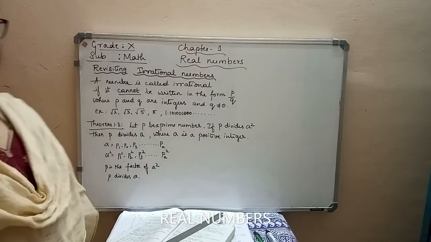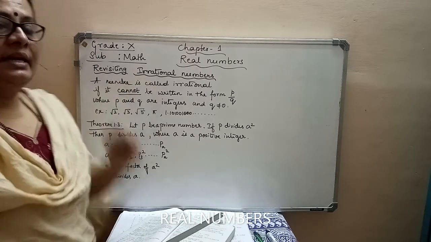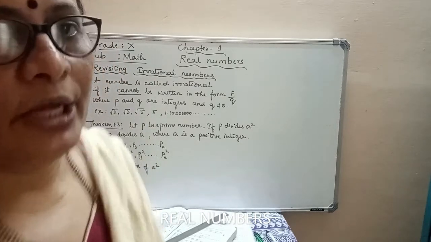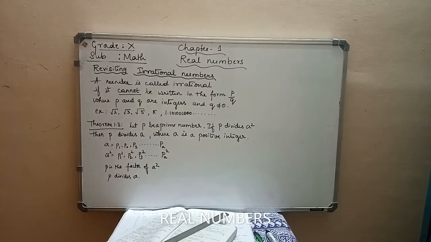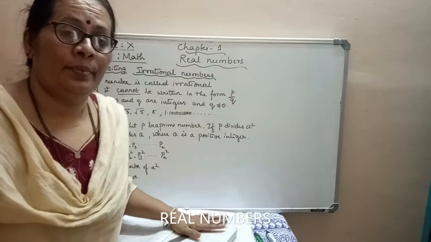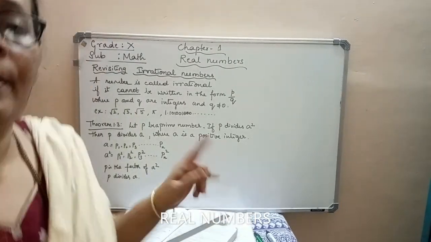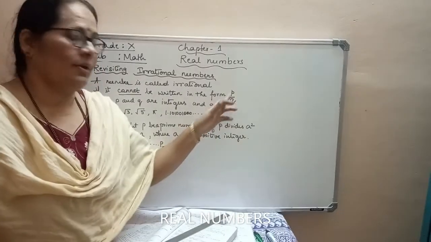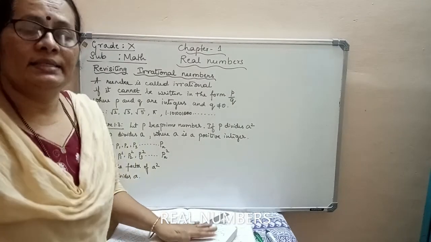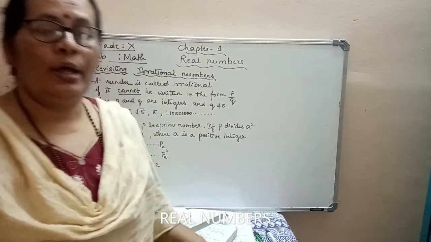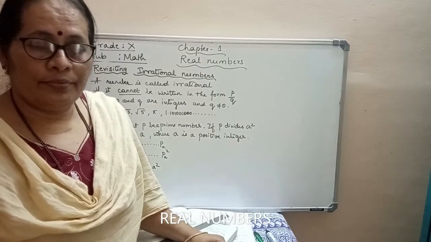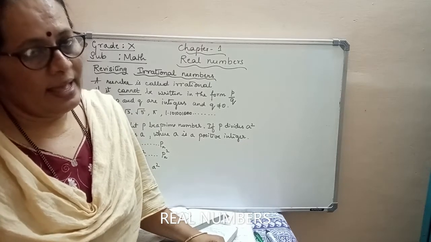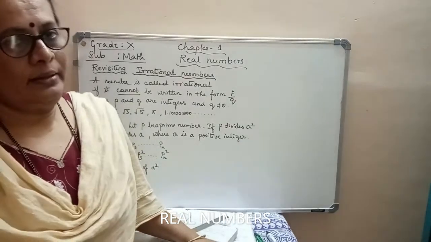Students, now once again we are going to revisit irrational numbers. Already you learnt about irrational numbers in your previous class. An irrational number is a number which cannot be written in the form of p by q, where q is not equal to 0, where p and q are integers. The examples for irrational numbers are root 2, root 3, root 5, root 7, and the value of pi. All these are examples of irrational numbers.